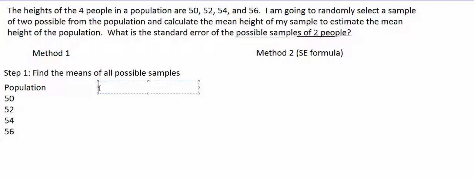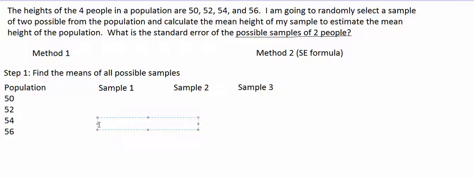Now let's sort this out into all possible samples of 2 people. There's going to be 6 of them. I'll explain why. To sort this population of 4 people into all possible samples of 2 people, we have to follow these steps right here. First, we have to start with person 1, and then pair person 1 with each person under person 1. So we need to pair person 1 with person 2, person 1 with person 3, and person 1 with person 4.